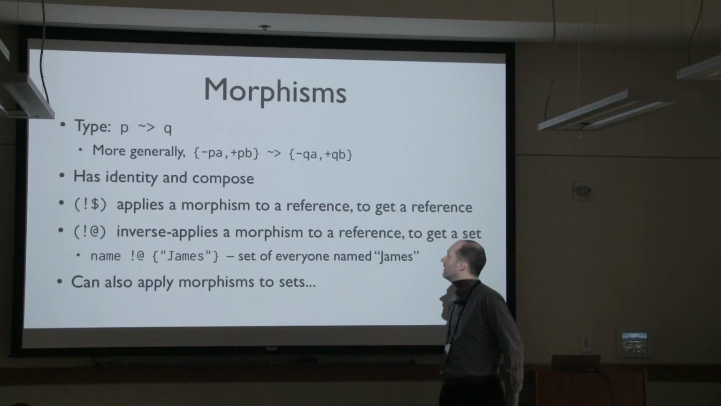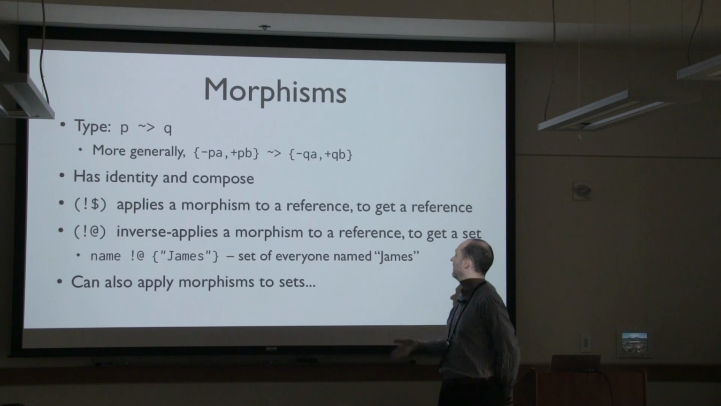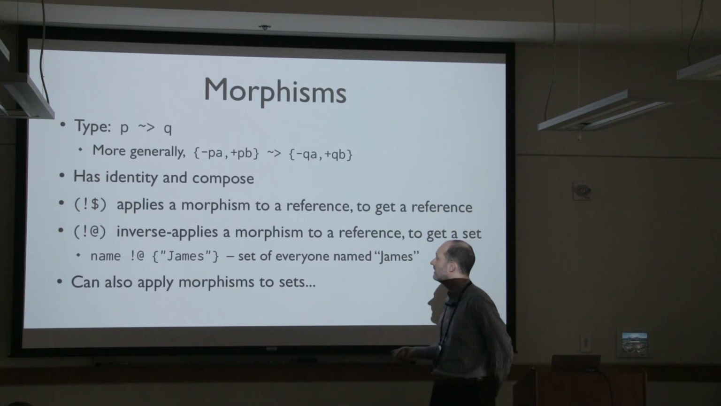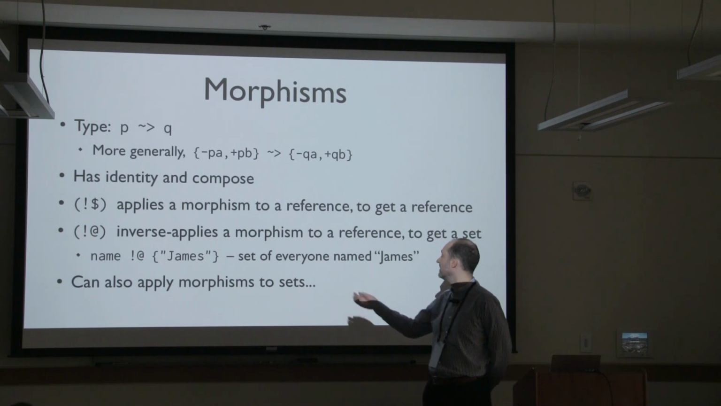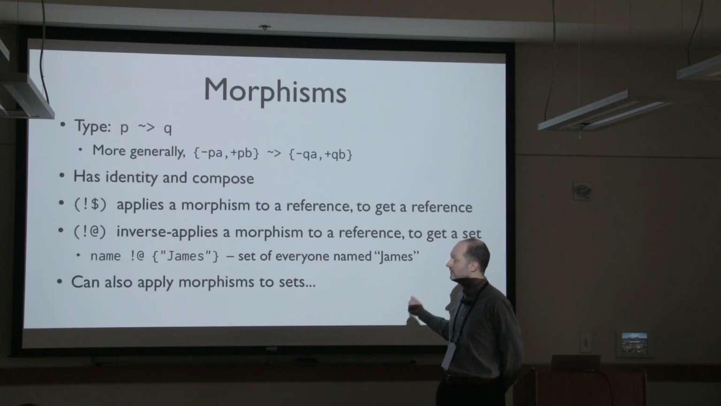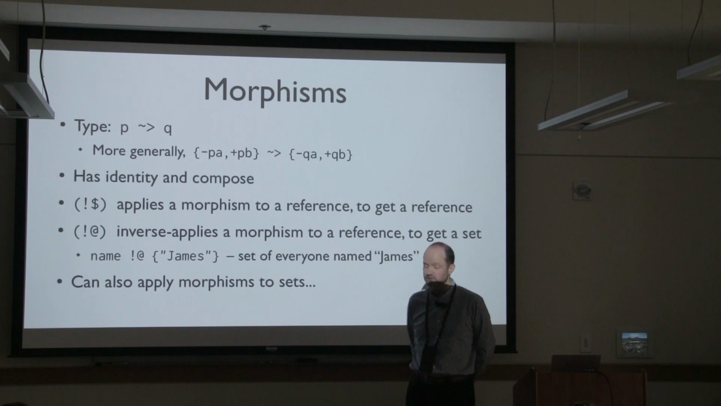So this is the morphism type. It's essentially used for expressing properties and for composing them. We have an operator for applying a morphism to a reference, to get a reference. We can also inverse apply a morphism to a reference to get a set of all the things that apply to that value. So in this case here, we're inverse applying name to a reference we've created of James. So that's the set of everyone named James. And there are also operators for applying morphisms to sets. And there are other clever ways of combining morphisms.